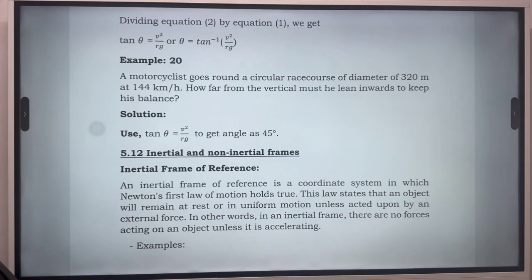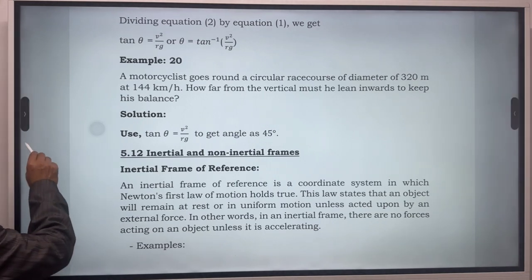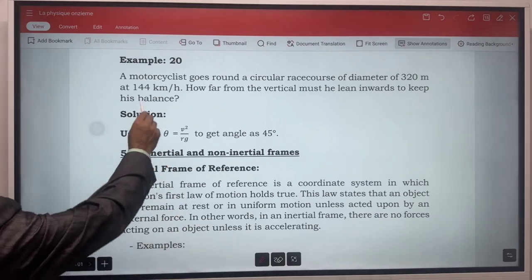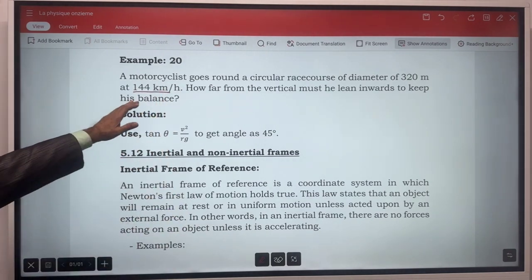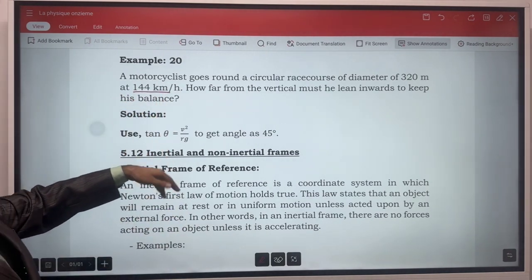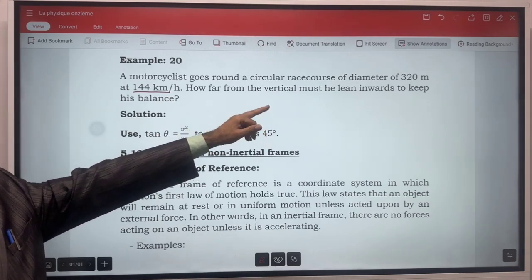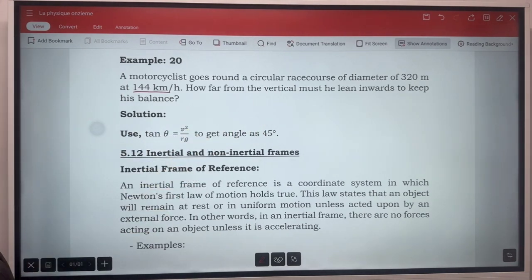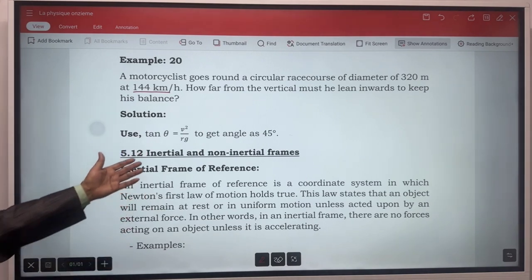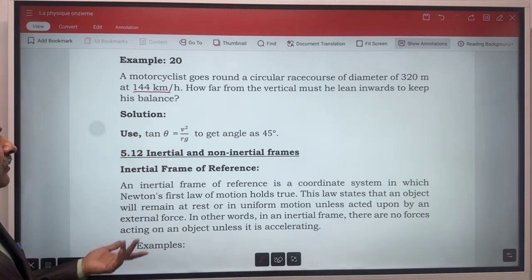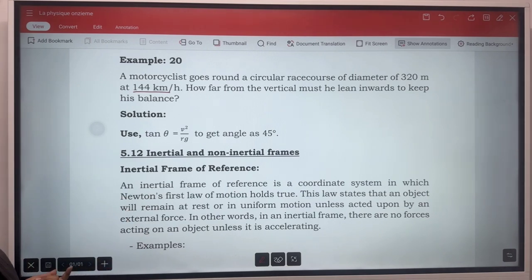Here question is given, a motorcyclist goes around a circular race course of diameter 320 meter at speed 144 km per hour. How far from the vertical must he lean inward to keep his balance? Again the question is same. Speed is given in kilometer per hour, so that must be converted into meter per second. That is one important point. Radius is just half of that value, that is 160 meter, and then you can apply the formula tan theta equal to v square upon rg, and you can get the value of theta.